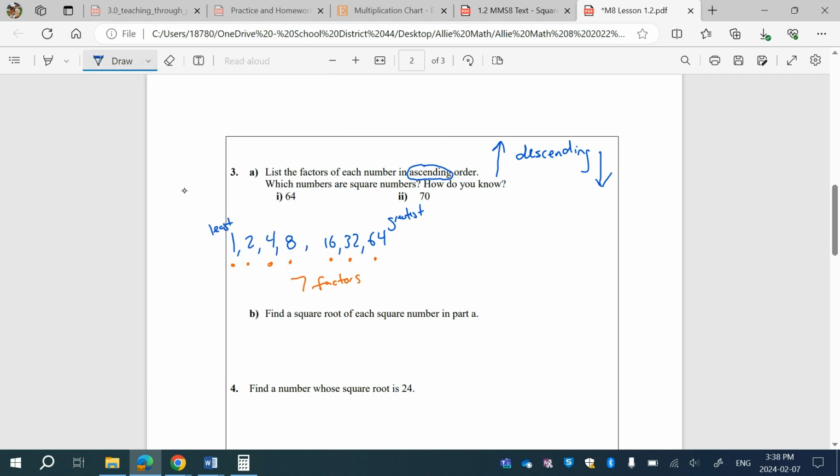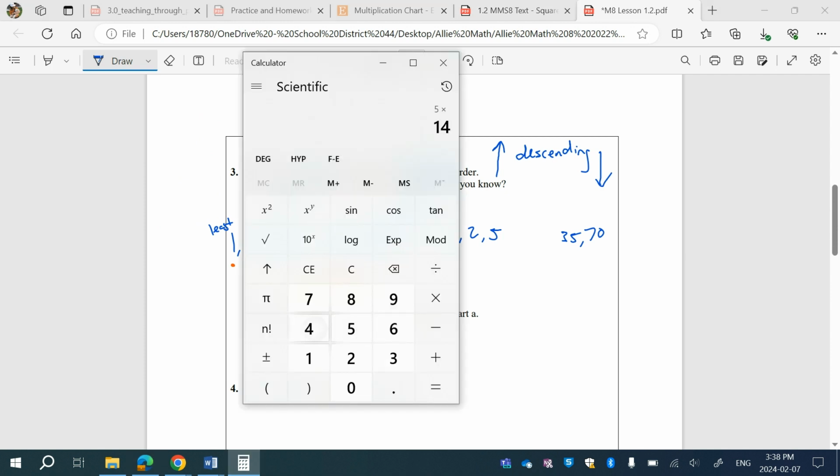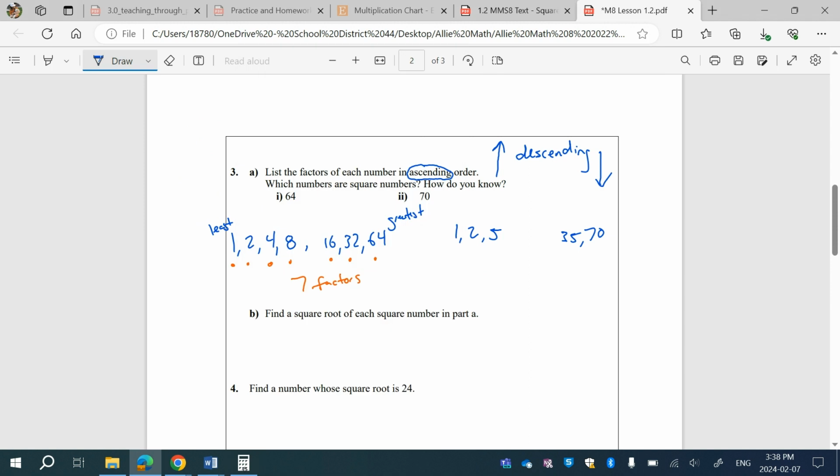So let's go 1 times 70. It's an even number, so I know 2 is going to go in there. It's going to go in there 35 times. 2 times 35 is 70. 3 does not go in there. 4 does not go in there. 5 does, because it ends in 5 or 0. 5 can go in there 14 times, I think. Let me just check that. 5 times 14 equals 70, yep. 6 does not go in there, but 7 goes in there. 7 times 10. And I think that's it.